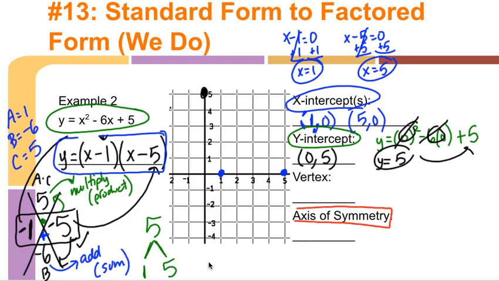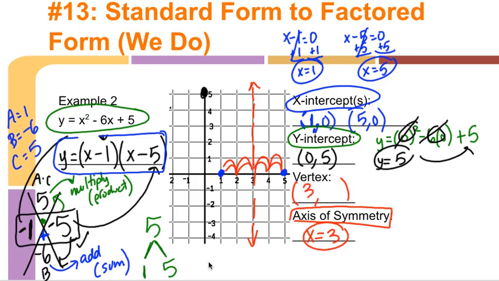For my axis of symmetry, I want to find the halfway point, so 1, 2, 3, 4 spaces. So that means that halfway of that is going to be 2 spaces, right at x equals 3. 2 spaces from this way, 2 spaces from this way, gives me x equals 3.